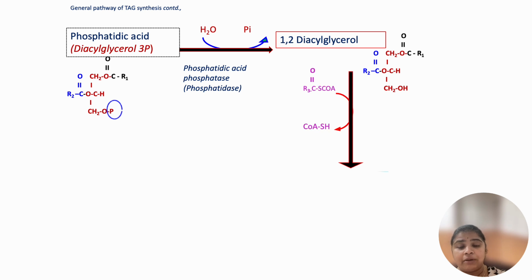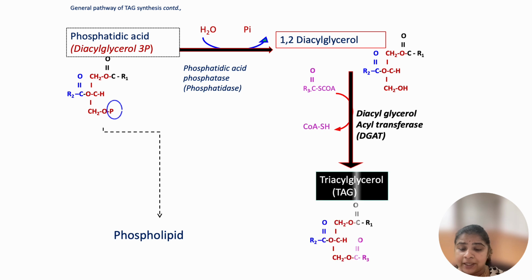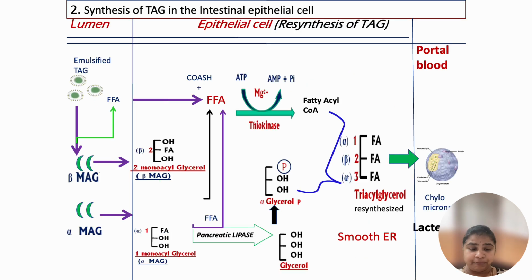Now, one more fatty acid is added by an acyl transferase to form triacylglycerol. So, the phosphatidic acid that is formed here can be utilized for formation of phospholipids, or it can undergo further another transferase reaction to form triacylglycerol.